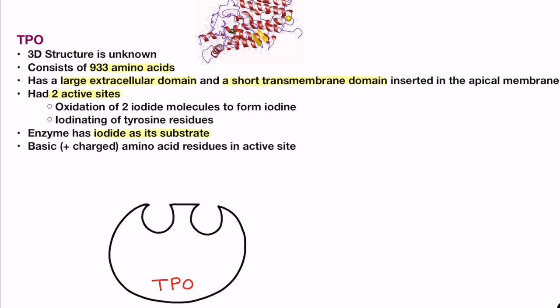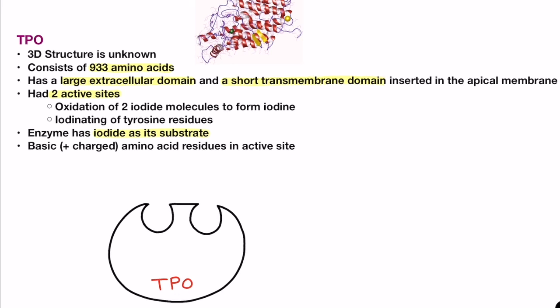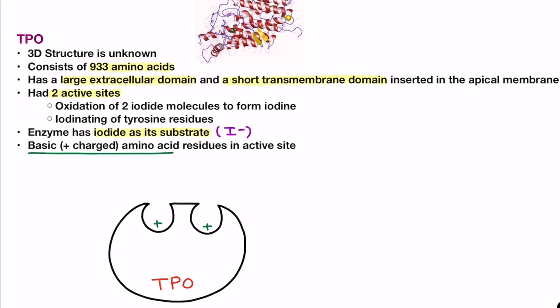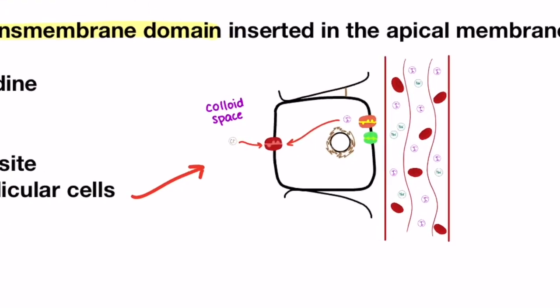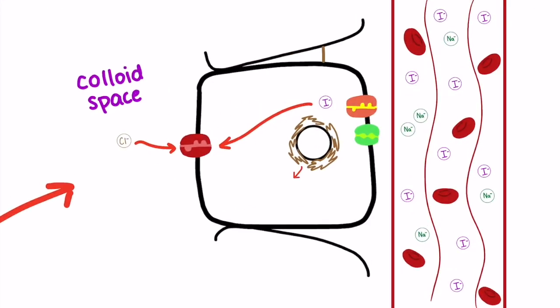It is also known that TPO has 2 active sites, which function in both the oxidation of 2 iodide molecules to form iodine and the iodination of tyrosine residues. Therefore, while the structure of the active site is still unknown, we know that this enzyme has iodide as its substrate, and since iodide ions are negatively charged, we believe that there may be basic, or positively charged, amino acid residues within the active sites. TPO was synthesized in the ER of the follicular cell and secreted into the colloid space by exocytosis.